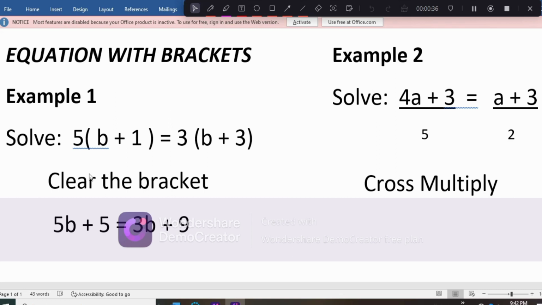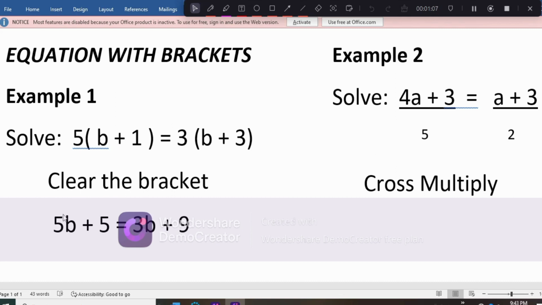So what we do first of all is to clear the bracket, or in other words remove the bracket, by multiplying what is outside the bracket by the terms in the bracket. So we are going to say 5 times b, at the same time 5 times 1, so that we can eliminate the brackets. The same thing applies to the right hand side of the equation. So this is how we clear the bracket.